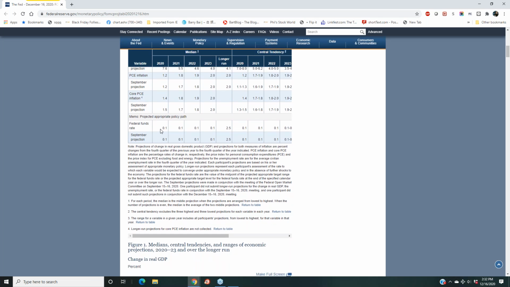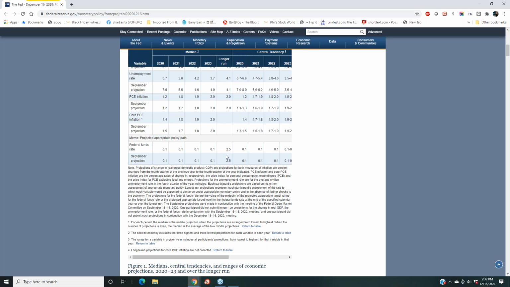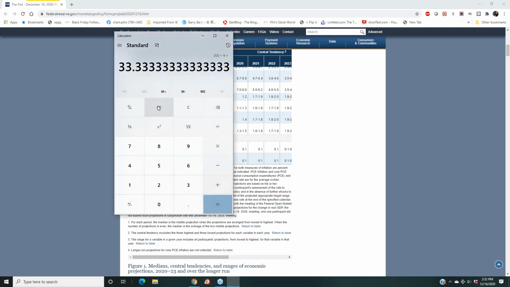The Fed funds rate not going anywhere, 0.1. And thank God, because we can't afford it. I pointed that out about the interest rates. We cannot afford normal interest rates. Look at this longer run, 2.5. What happens when the Fed funds rate is 2.5? Where's my calculator? So we have our $30 trillion in debt times 0.01 is $300 billion in interest. That's right where we are now. That's what we pay in interest, $300 billion a year.